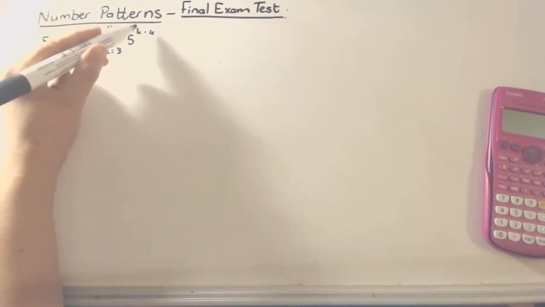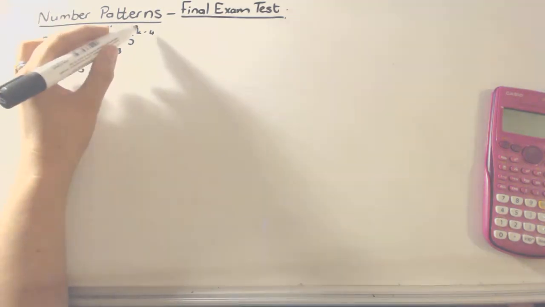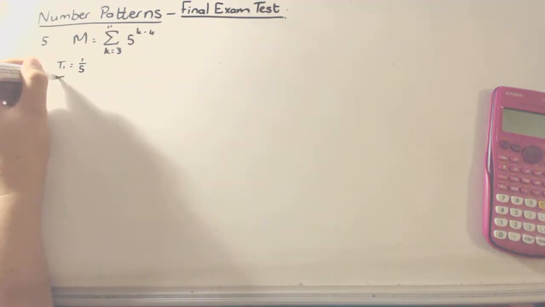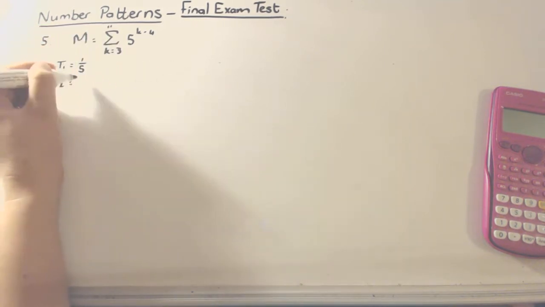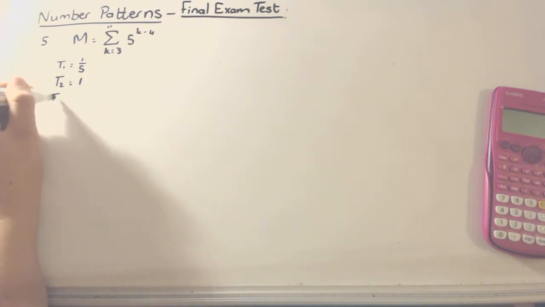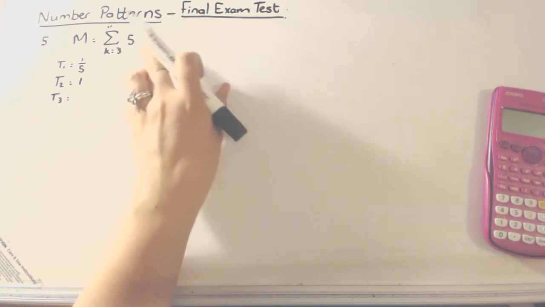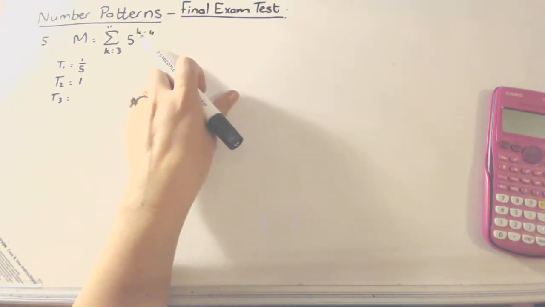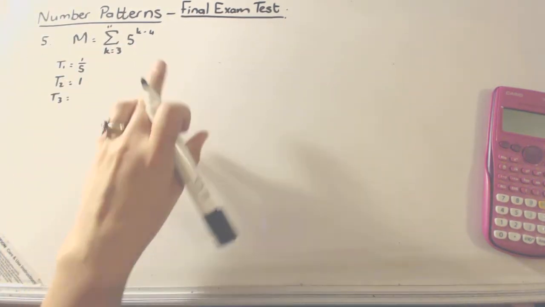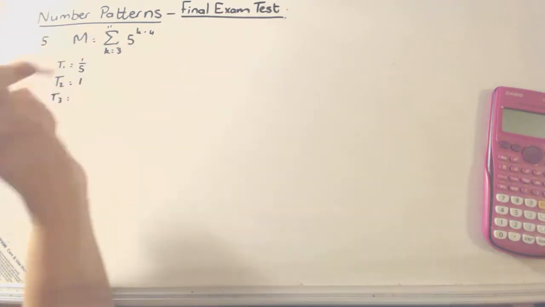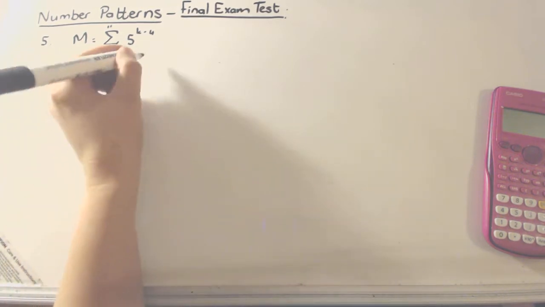Here is going to be 1 over 5. It's 5 to the power of negative 1. My second term is then where k is 4, and that is then 5 to the power of 0, which is 1. And then my third term is 5 to the power of 5 minus 4, which is 5 to the power of 1, which is 5.